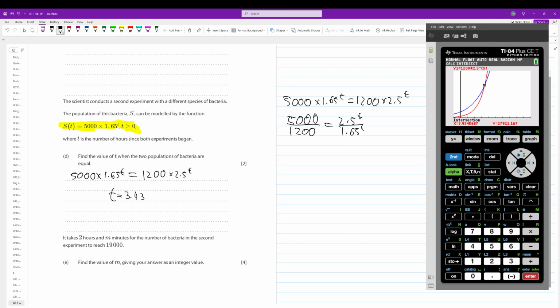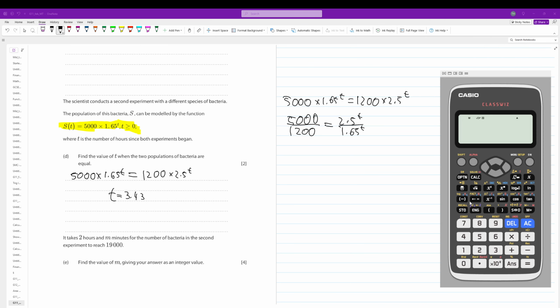So 1.65 to the power of t. I know that I've only just done that one, but I still can't do that one in my head. 5,000 over 1,200. Okay, so 25 over 6, we'll go with 25 over 6 is equal to, I'm skimming over this because this bit is intended to be seen by people that are happy with algebraic manipulation. If you are not happy with the things that I am doing, just do it with the calculator in the way that I've shown you already.